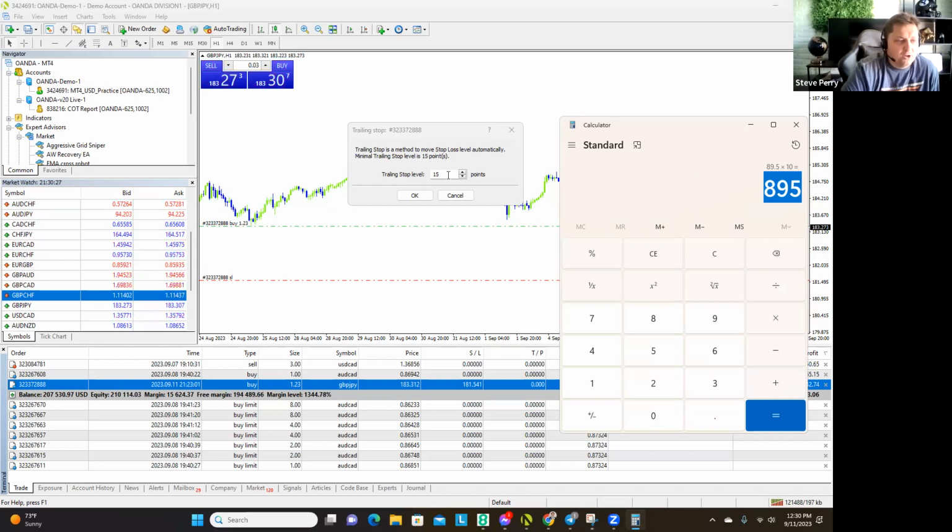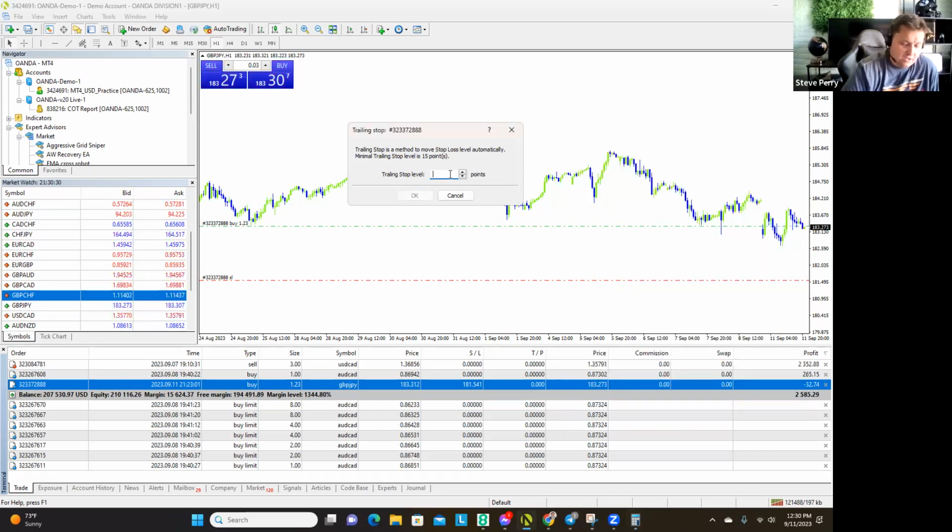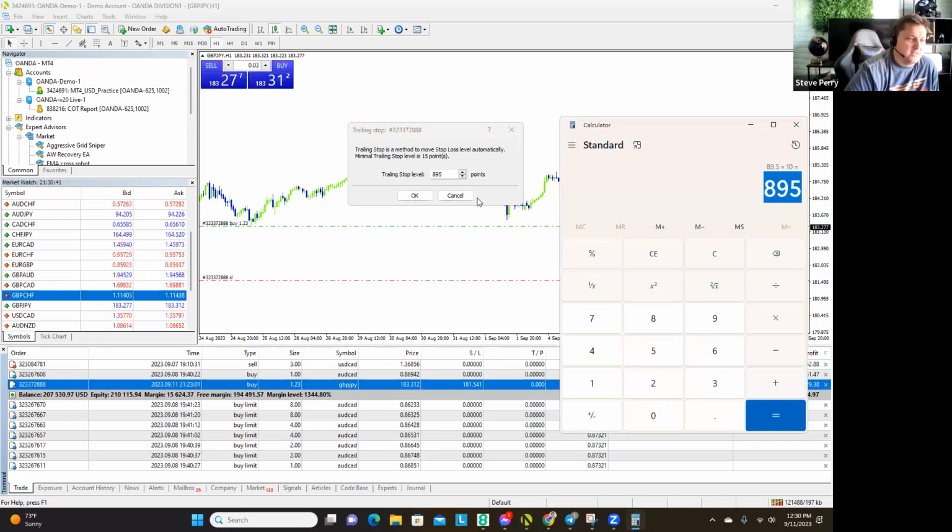So now if I come over here, instead of 89.5, which you can't even do, it doesn't even let you put a decimal point, you just put in 895, because that's the point equivalent of half an average daily range.